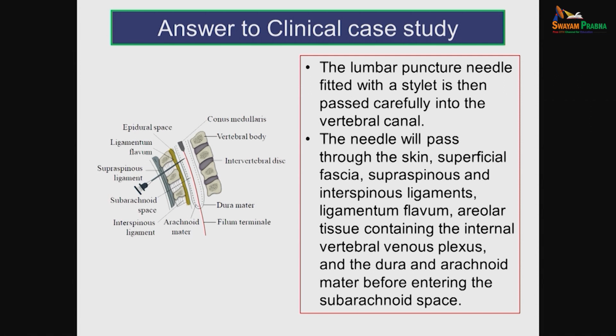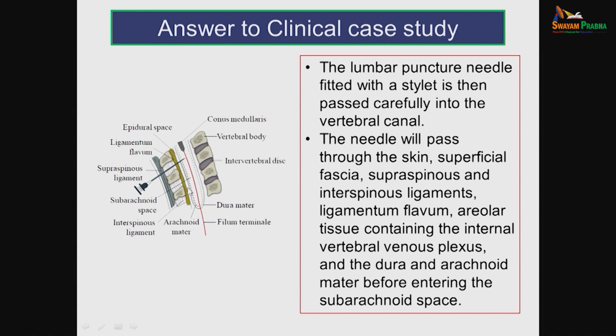So, the needle will pass through various layers as I have mentioned earlier. You can see this is the skin, then the superficial fascia, then the supraspinous ligaments, the interspinous ligaments, then it is piercing the ligamentum flavum and passing through the epidural space, then passing through the dura mater, arachnoid, and it is entering the subarachnoid space.